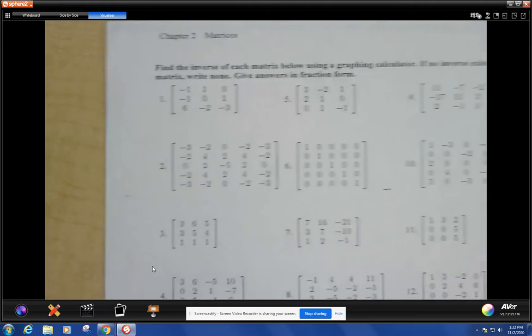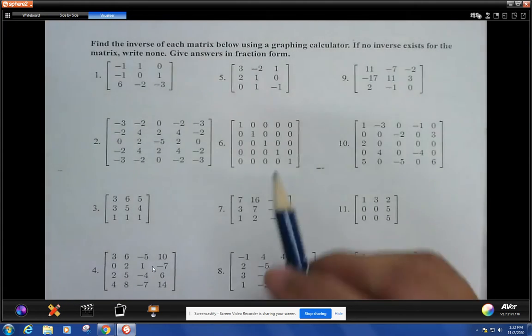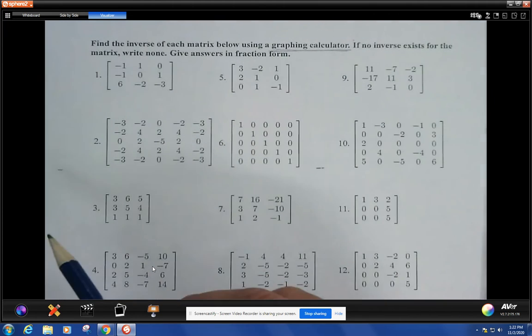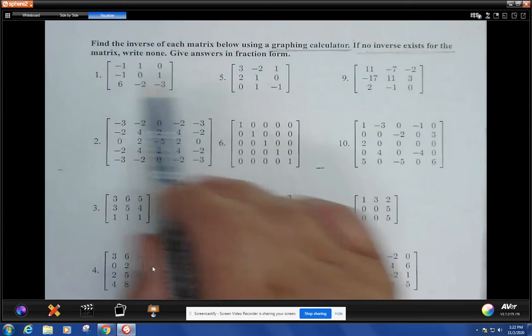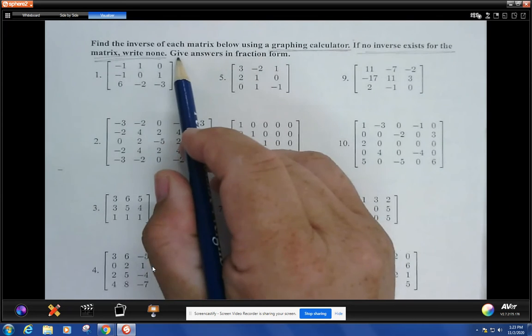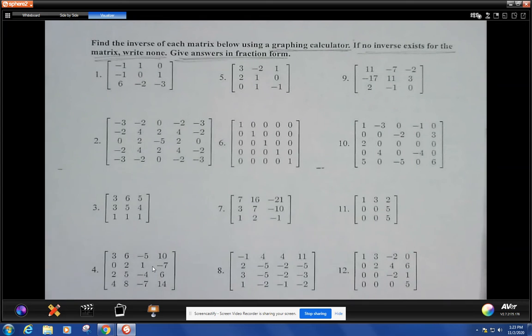So if you go over here to the second page, which will be the second page for you, it says find the inverse of each matrix below using a graphing calculator. Again, they just tell you to go ahead and use the calculator. Then it says if no inverse exists for the matrix, write none, okay? You're going to put some of these into this matrix calculator, and it's going to come back with an answer and tell you, hey, this matrix does not have an inverse, okay? And in that case, you just write none. And then the last note is just give your answers in fraction form. So some of these will be in fraction form.